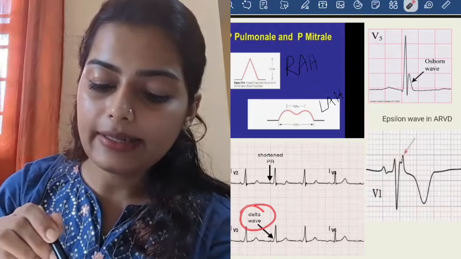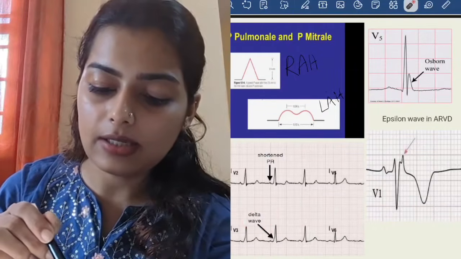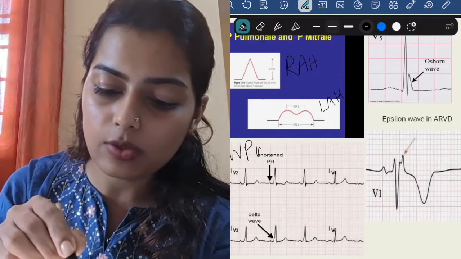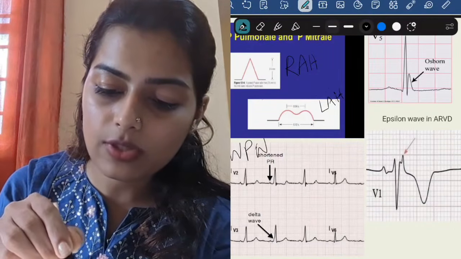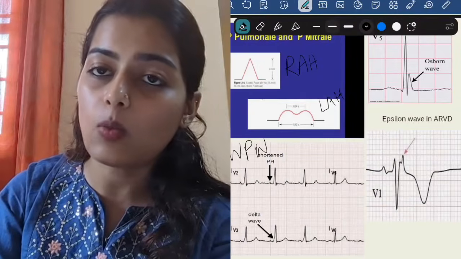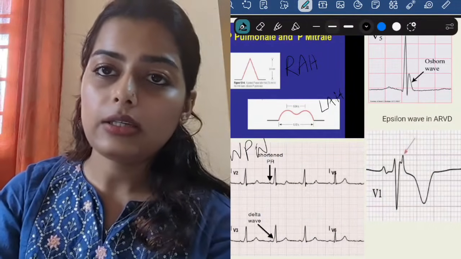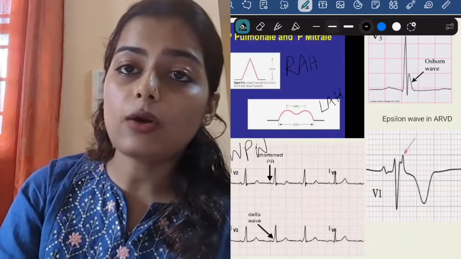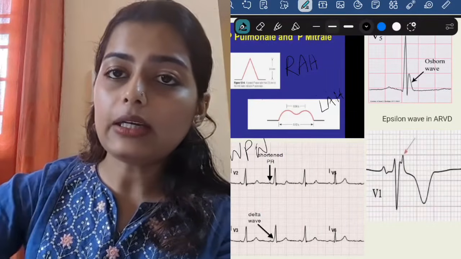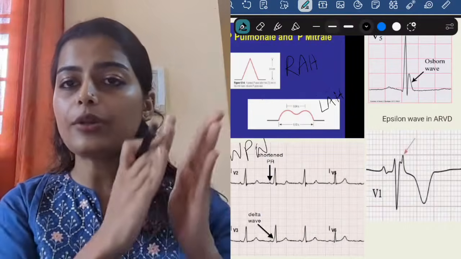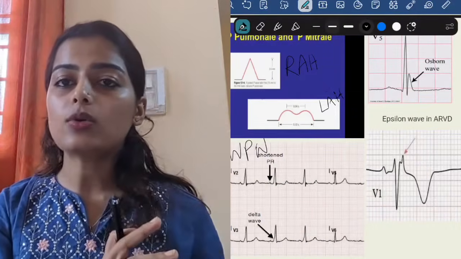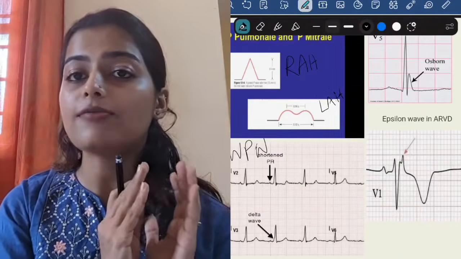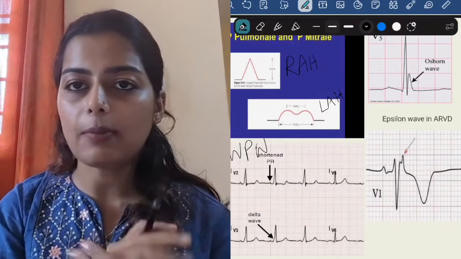Next is the delta wave. Where is the delta wave seen? It is seen in a special condition called WPW syndrome, which is Wolff-Parkinson-White syndrome. In this syndrome, there is an extra pathway known as the bundle of Kent. So the ventricle, instead of getting depolarized through the normal pathway, undergoes an early depolarization through an accessory pathway called the bundle of Kent. That happens in WPW syndrome.